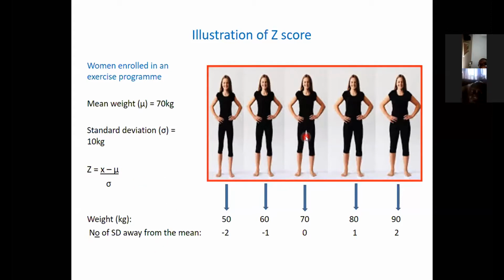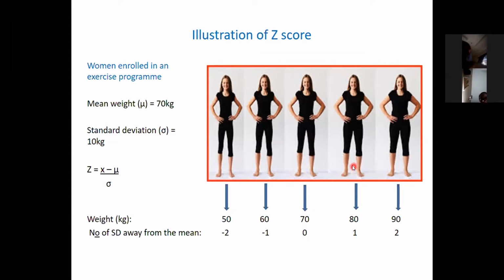This person is 70 kg, and you know the mean is 70 kg, and this mean is the mu. The x is the individual value, and the standard deviation is the one below. When you subtract the mean from x, this person is at 70 and the mean is 70. When you remove 70 from 70, it will be 0. So our deviation from the mean will be 0.